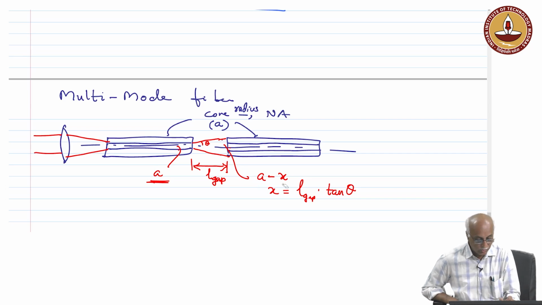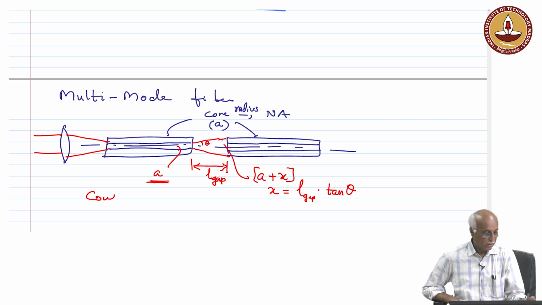beam size over here is a plus x, correct? The beam size over here is a plus x, right? That means there will be a coupling loss. Okay, coupling loss.